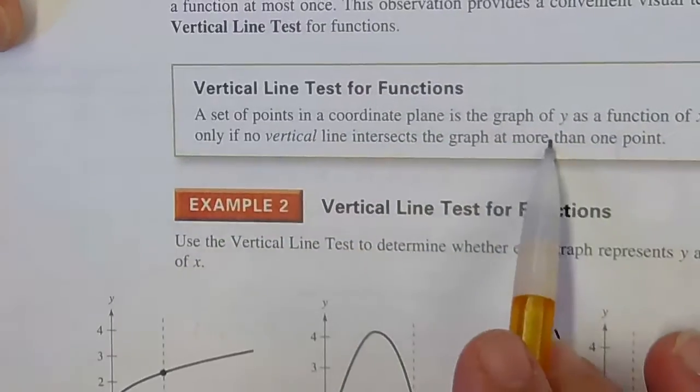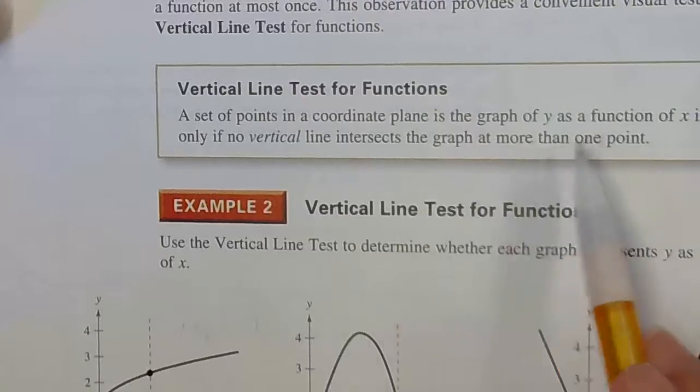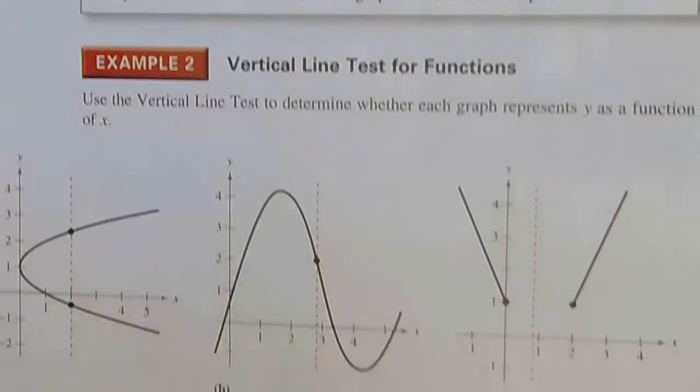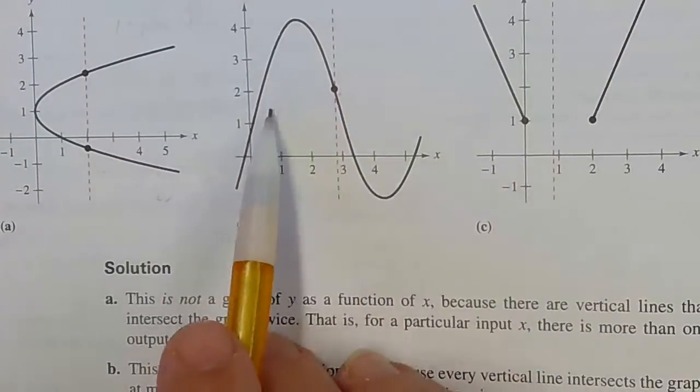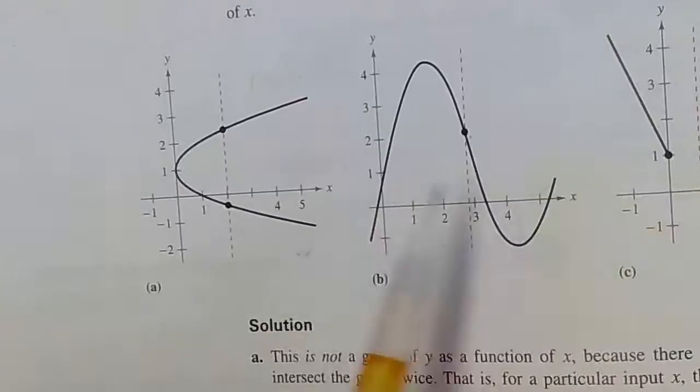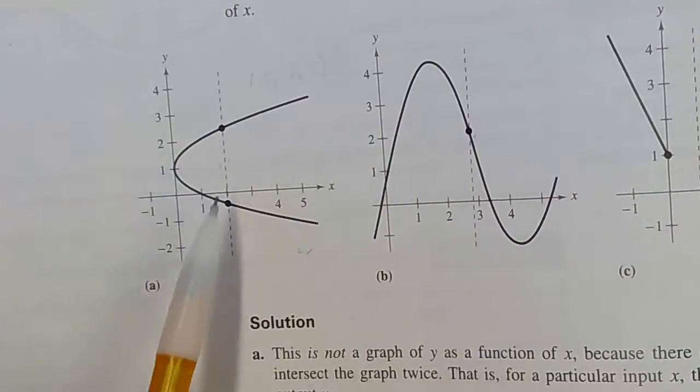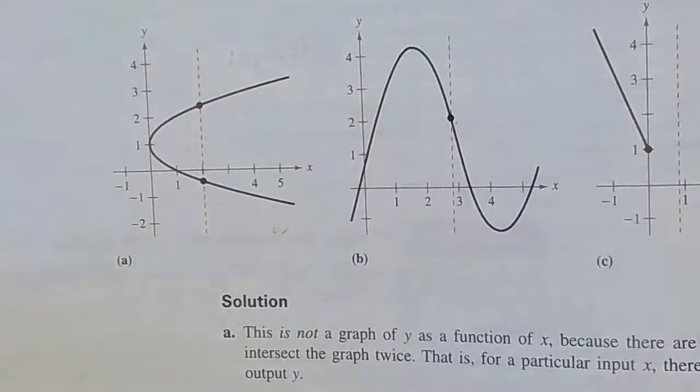Okay, that's kind of what the vertical line test says. If it intersects at just 1 point, then it will be a function of x. So these two are good. This is a function, this is a function, this is not. Okay, so we'll use that in this next set of problems.